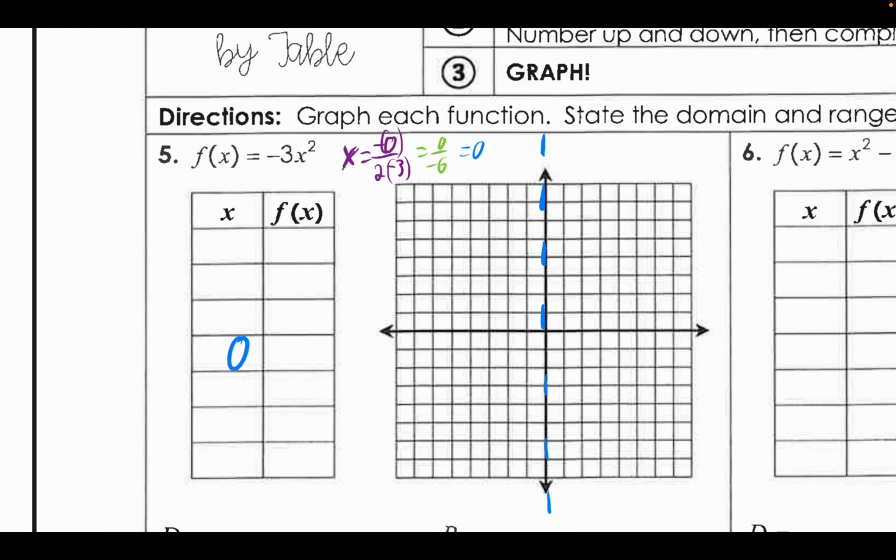And now I'm going to number up and down. So decreasing as I go up: negative 1, negative 2, negative 3, and increasing as I go down: 1, 2, 3.